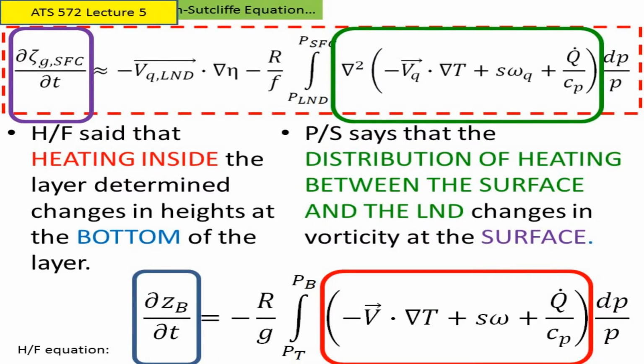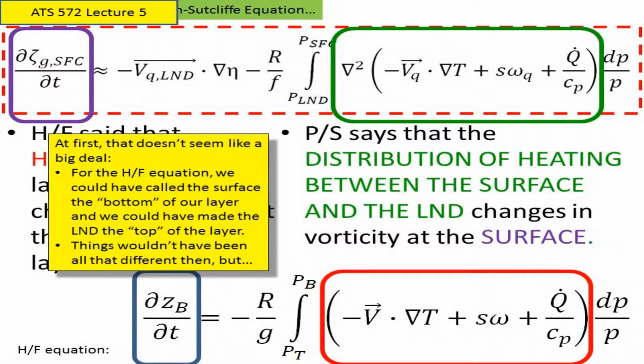There are two important differences between the two of them. They have different left-hand sides between these two versions of the equation. Hirschberg-Fritsch is about changes in geopotential height. Pedersen-Sutcliffe is about changes in the distribution of the contours at the surface. Are we making closed lows? And they have different ideas about how we get there. The Hirschberg-Fritsch equation says it's about heating from there up, and the Pedersen-Sutcliffe equation says it's about the distribution of heating. Are we at a maximum of heating to make this happen?